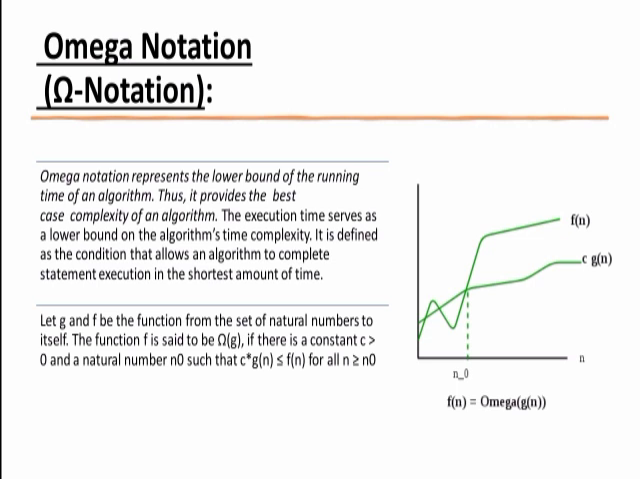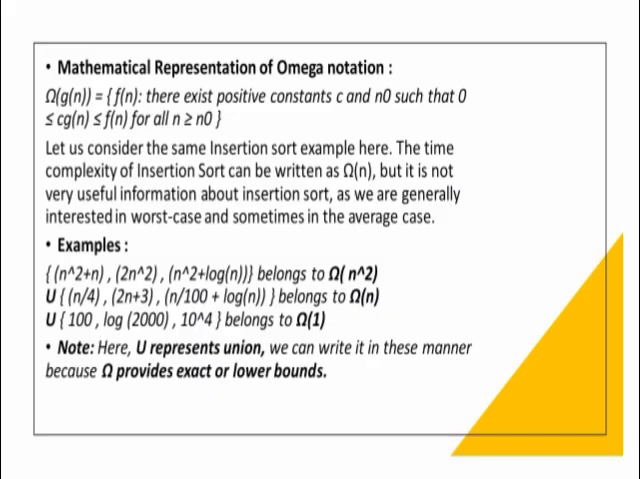As we can see, there is a diagram of omega notation where g and f are functions from the set of natural numbers to itself. The function f is said to be omega of g if there is a constant c greater than 0 and a natural number n0 such that the following equation holds. Mathematical representation of omega notation: Omega of g of n equals f of n. There exist positive constants c and n0 such that 0 less than or equal to c times g of n less than or equal to f of n for all n greater than or equal to n0.